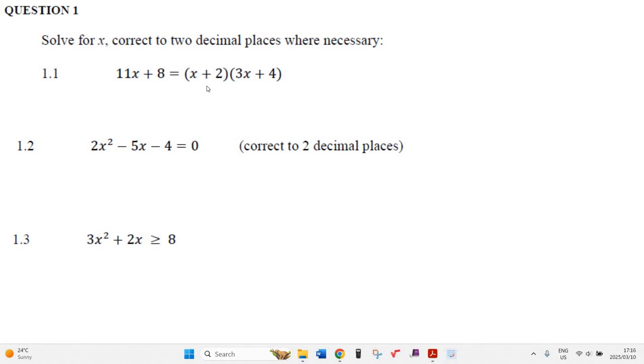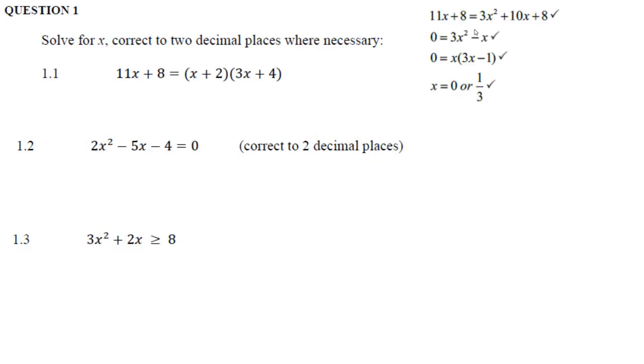Okay, let's try this question here. We're supposed to solve for x. We're going to need to multiply this out. And in fact, that's what happens. We go x times 3x. That's how we got 3x squared.